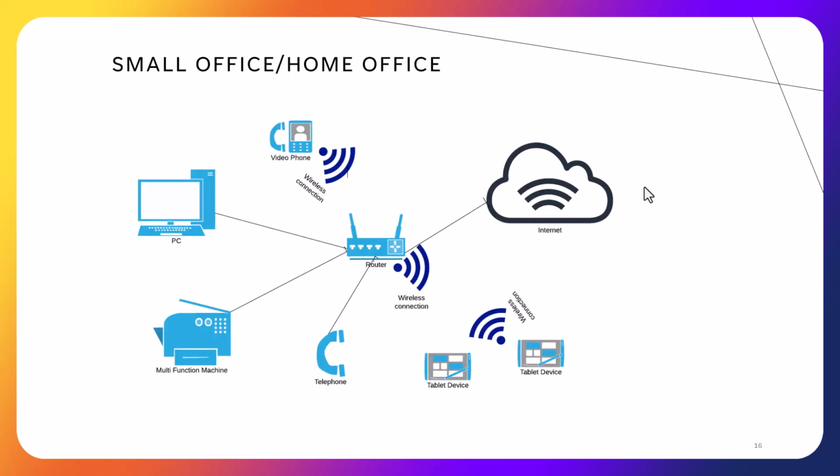A small office, home office, again, has all these three devices combined. So we have our router, which has both a wired and a wireless connection. We have devices like a voice over IP phone that can connect to the router, a printer, multifunction machine, a PC. They may connect via wired. We might have a wireless phone, a couple tablets, maybe a smartphone that connect wirelessly to this router, and this router will connect us to the internet through, say, a cable modem or a DSL circuit.